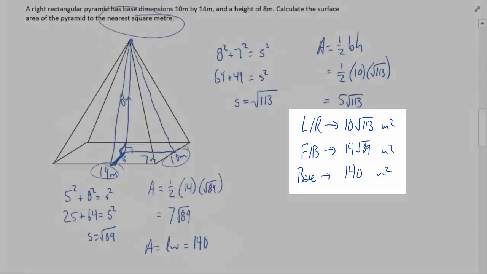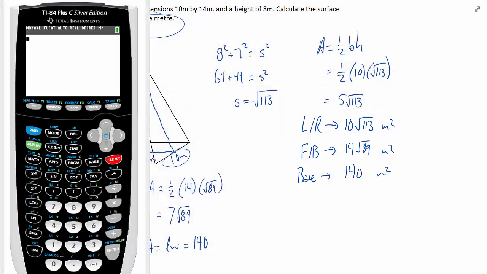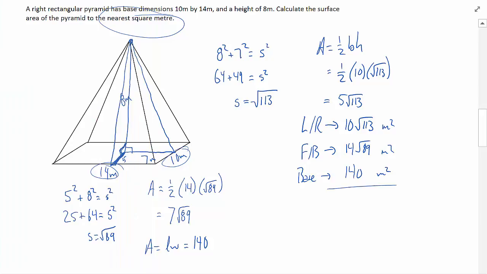So I'll get my calculator out now, and we will add these together. So 10 root 113 plus 14 root 89 plus 140 adds up to 378.3. So to the nearest square meter, this is 378 square meters total surface area for this pyramid.